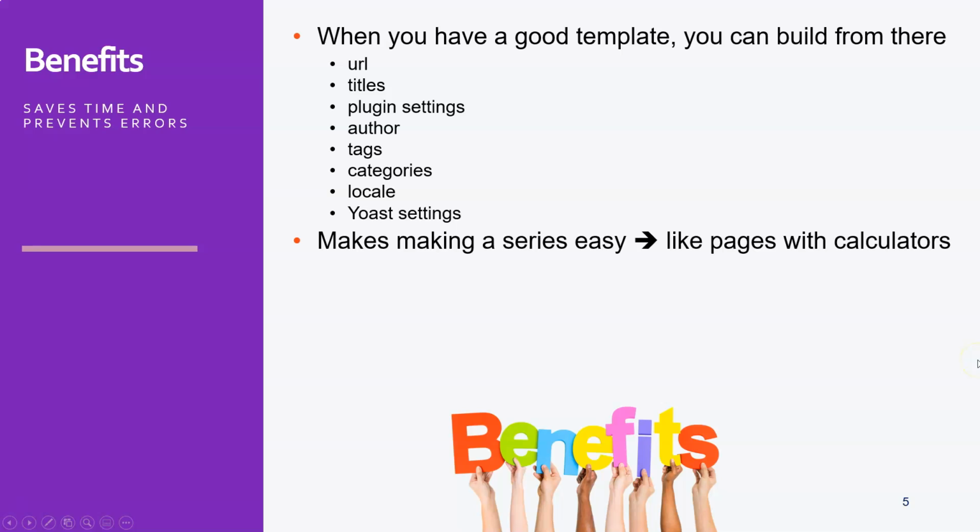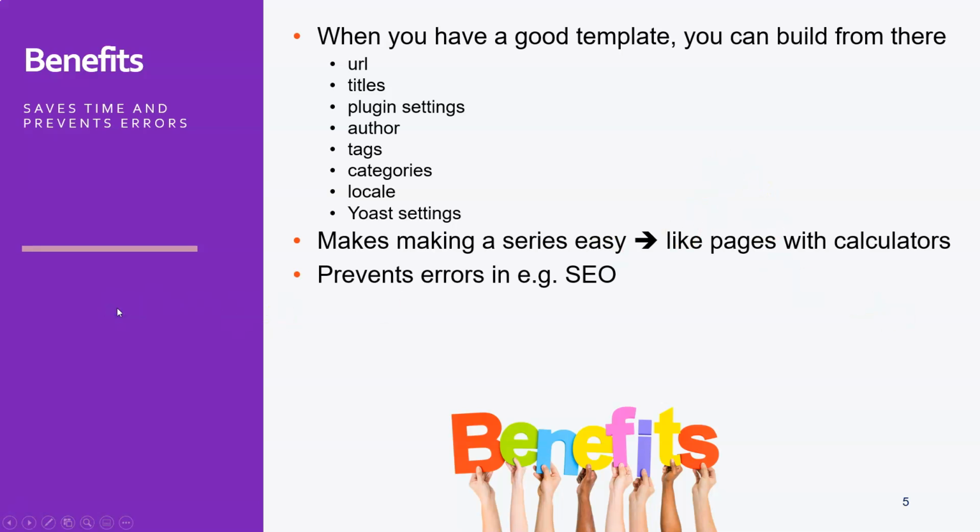And this makes, for example, making a series easy. In this course, I have a lot of pages that use calculators in them. So what I do is I copy the page, I copy the calculator, and I just swap the shortcode from one to the other. And I change the text, I change the featured image, and I'm good to go. And this saves me loads of time.